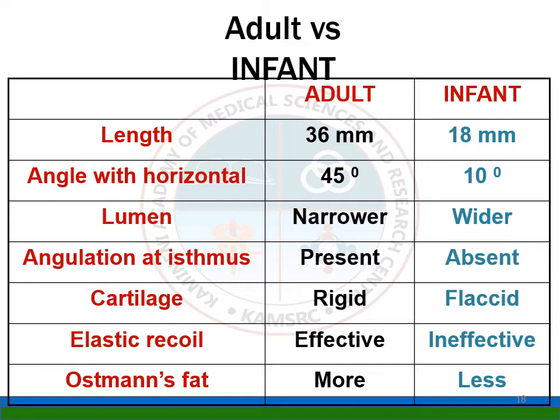And Ostmann's pad of fat, which is used for protection of the tube, is more in the adult and less in the infant. This is a very important question; they used to ask it as a 2 marks or 4 marks question, and you have to write it along with a diagram.